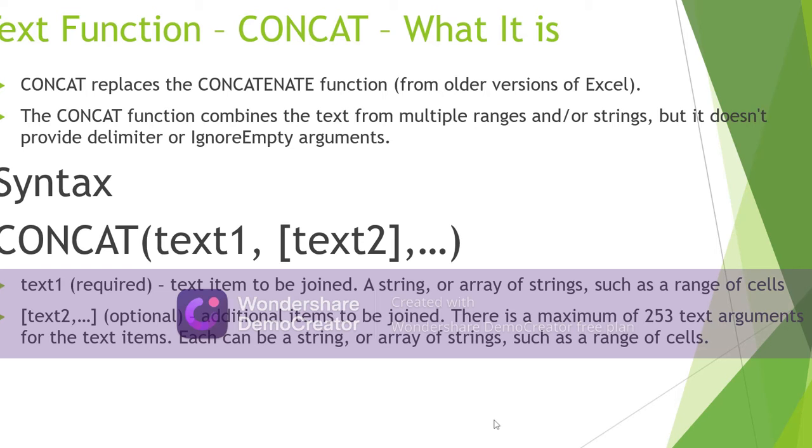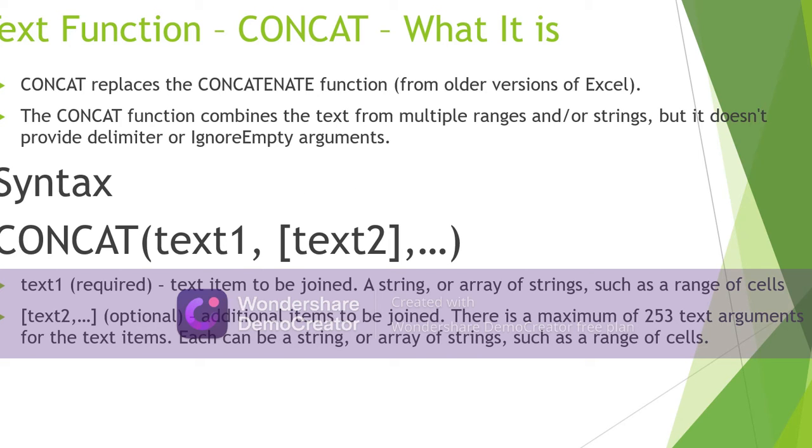Now, the functionality of both the CONCAT and CONCATENATE functions is relatively the same. It's just that CONCAT is more updated and more adapted to work with the newer versions of Excel. Now, the CONCAT function combines the text from multiple ranges and/or strings, but it does not provide a delimiter or ignore empty arguments. You'll know what I mean later. Now, let's look at the syntax for CONCAT.